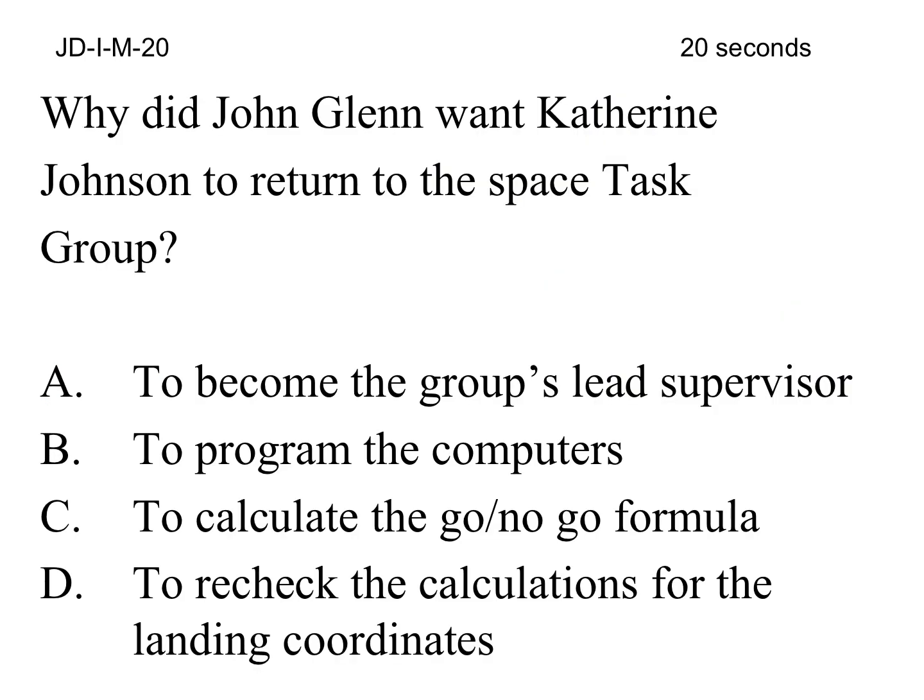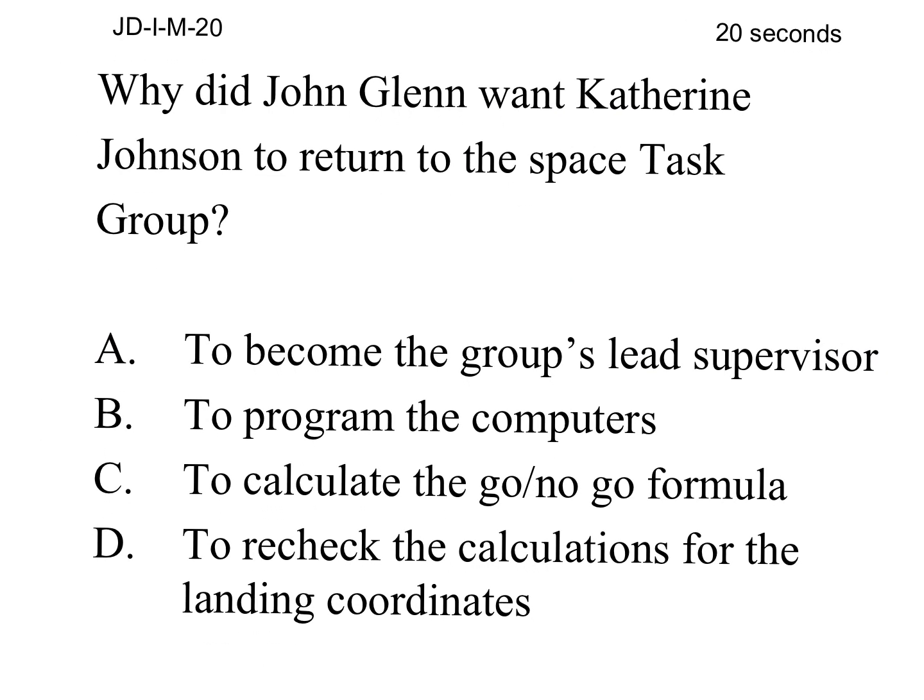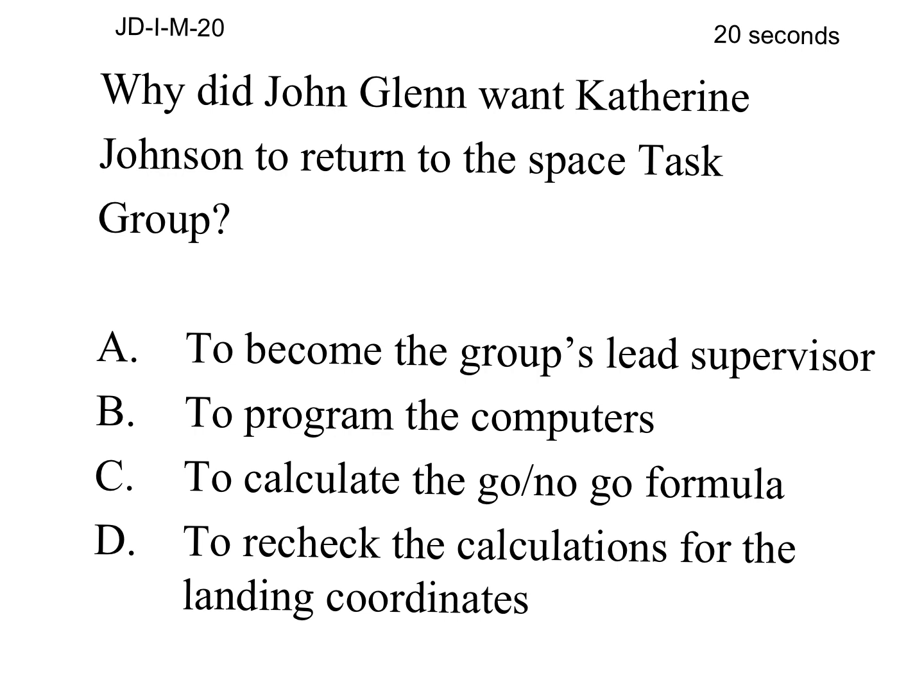Number 20, why did John Glenn want Katherine Johnson to return to the space task group? And that was D, to recheck the calculations for the landing coordinates.